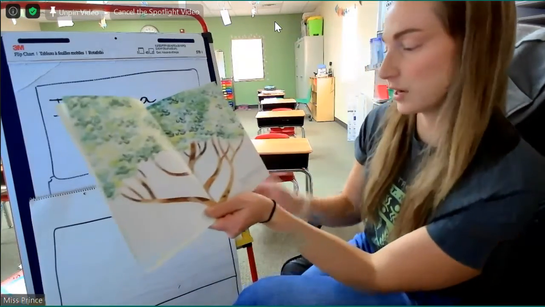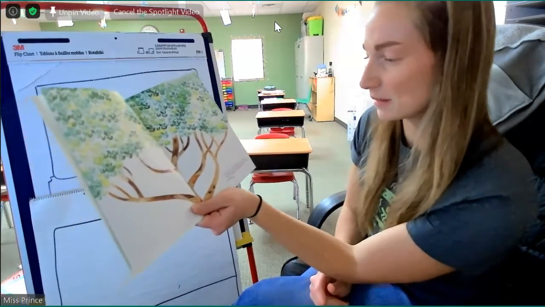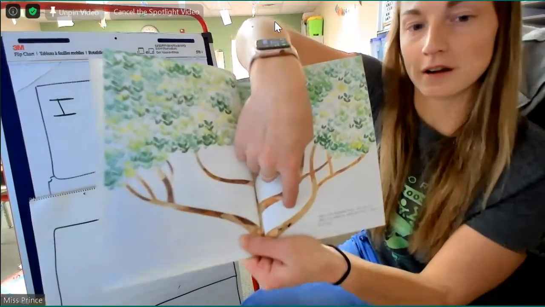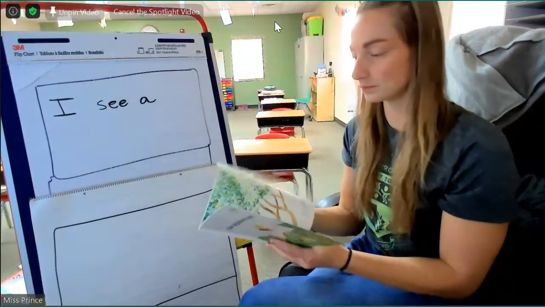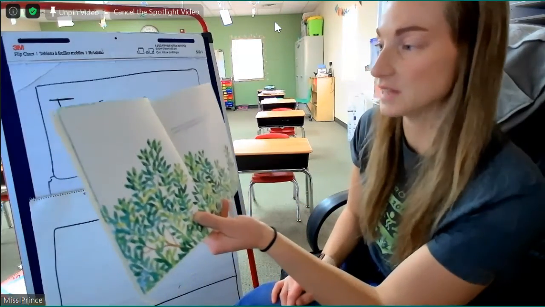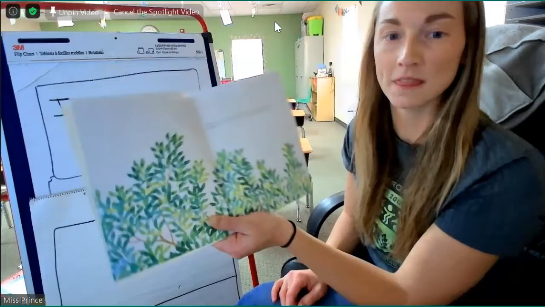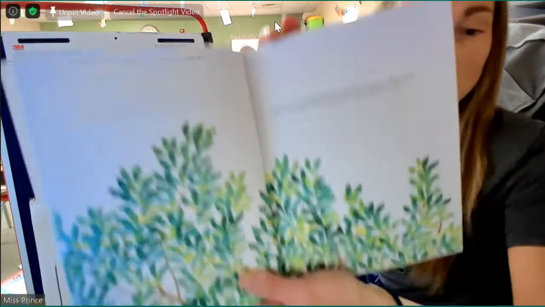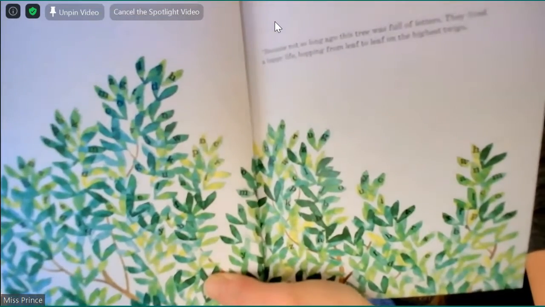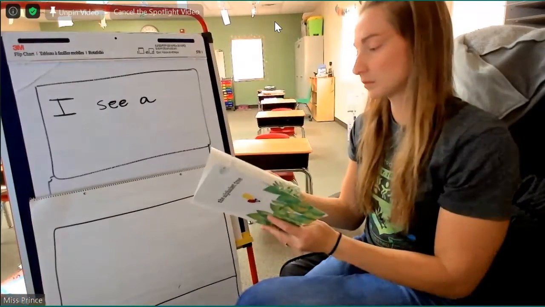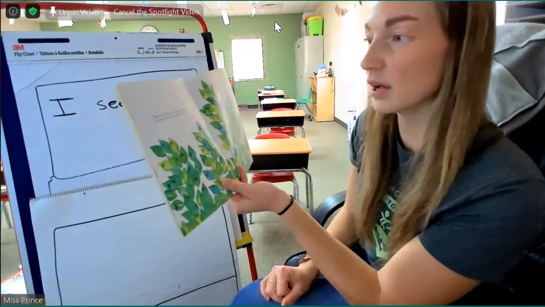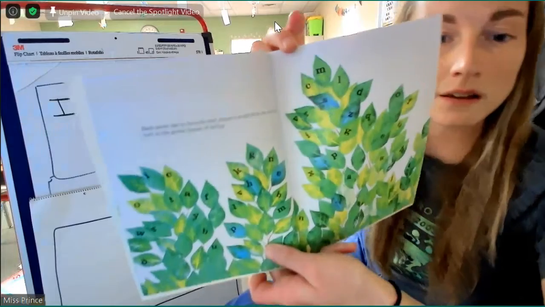This is the alphabet tree, said the ant. Why is it called the alphabet tree? Asked his friend. There's the little ants down there. Because not so long ago, this tree was full of letters. They lived a happy life, hopping from leaf to leaf on the highest twigs. Look very closely. Look at the letters. See them? Each letter had its favorite leaf, where it would sit in the sun and rock in the gentle breeze of spring. Now you can see them really well.